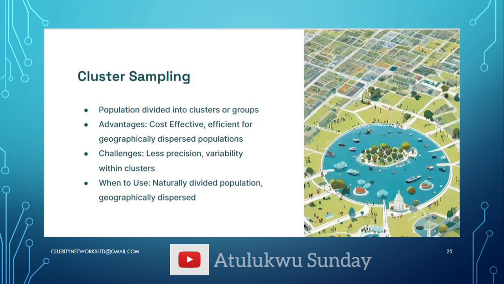But the challenge is this: the precision is not reliable. Then there's variability within clusters. The clusters are not uniform. Then, when to use it: when you have a naturally divided population or one that is geographically dispersed, for example, IDPs and other geographical locations of different places. So if you are working with an environmental-based organization, yes, you can use cluster sampling for that. It works for you and it is effective.